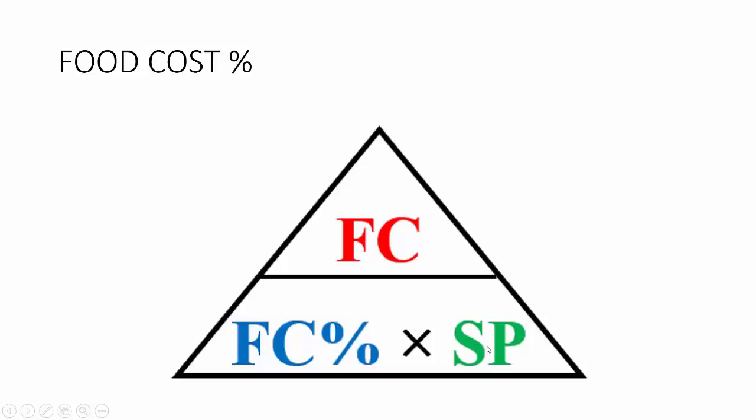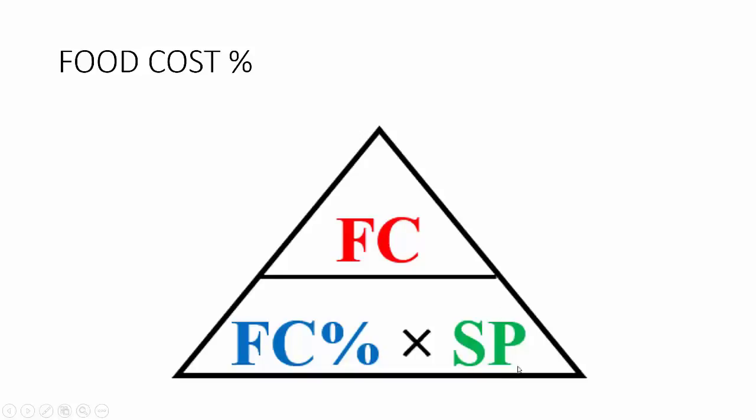If we have the food cost percent and the selling price, they're side by side, we multiply and that'll get us the top portion. In this pyramid, the FC stands for food cost. This is what it will cost to produce whatever it is that we are trying to sell. The food cost percent is the part of every dollar you make that will go and pay for the cost of the food you use in your restaurant.